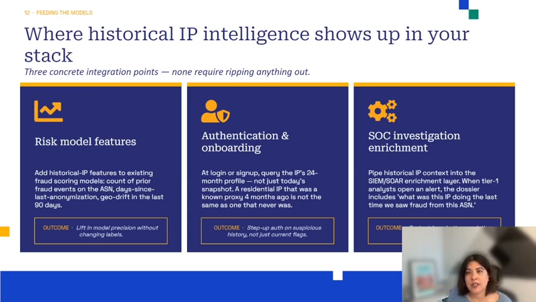That context changes the escalation decision before they've even had time to really dig through anything. So it's the same data layer, 3 different consumers, and none of it requires replacing what you already have.